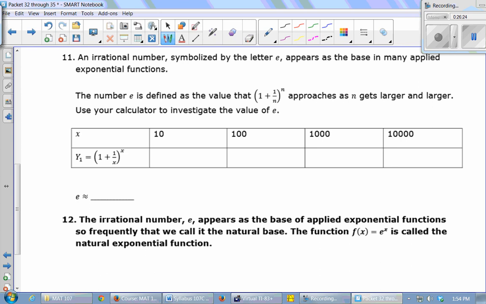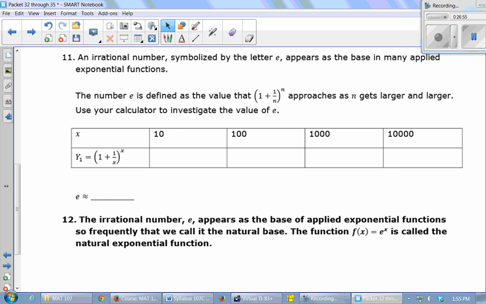Okay, an irrational number that we symbolize by the letter e appears as the base in many applied exponential functions. Like when you're out in the real world and you're using exponential functions, this number just keeps popping up. It's irrational, which means it has a decimal expansion that goes on forever and never repeats, kind of like pi. And we call it the number e, and it's defined as the value that 1 plus 1 over n to the n approaches as n gets larger and larger.